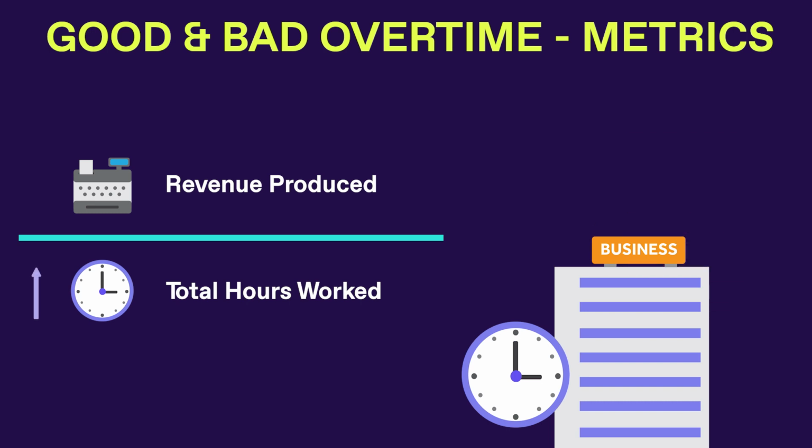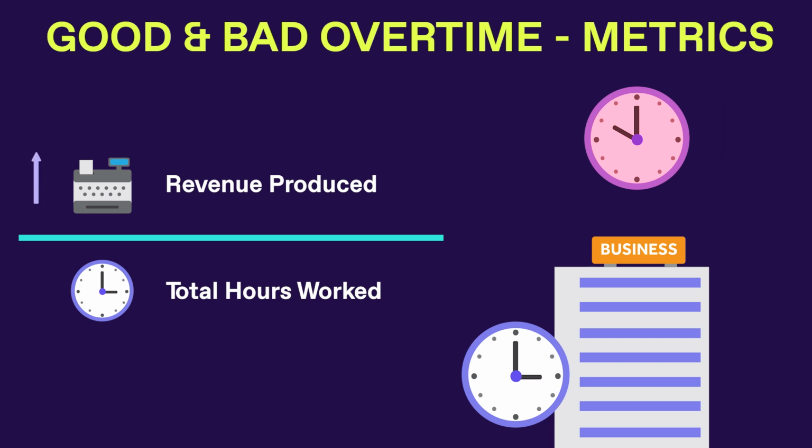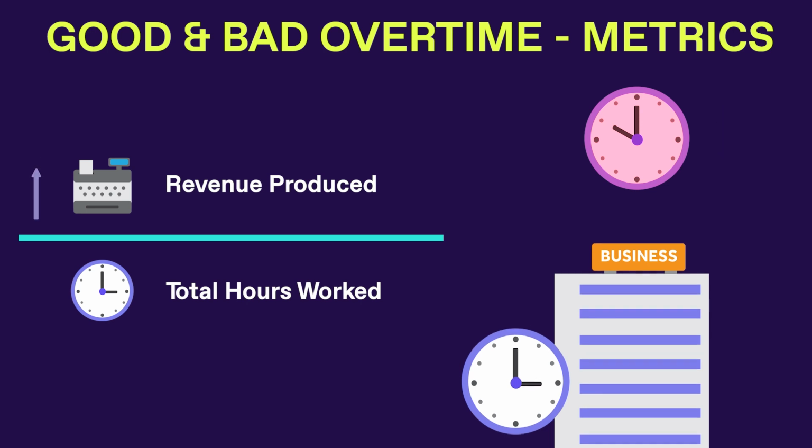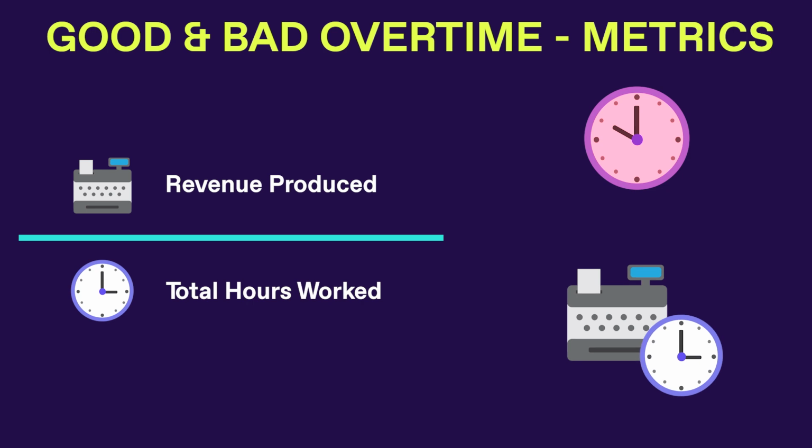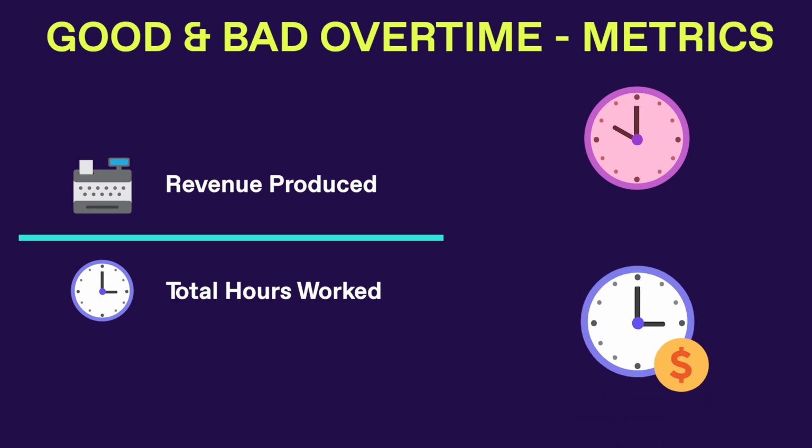If you're working more hours, which leads to more overtime, then naturally you should expect more revenue being produced by your business. That will give you the revenue your business generates per hour worked. If your average hourly cost has increased at a greater rate than your revenue has, then you've got a problem potentially with bad overtime.